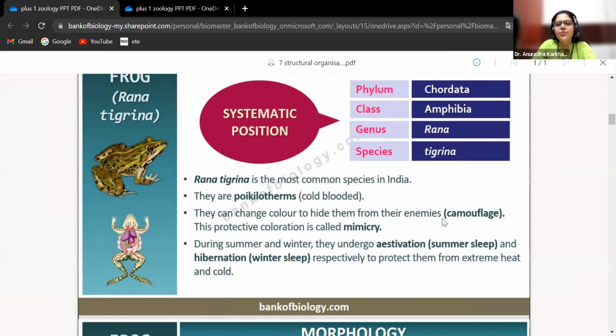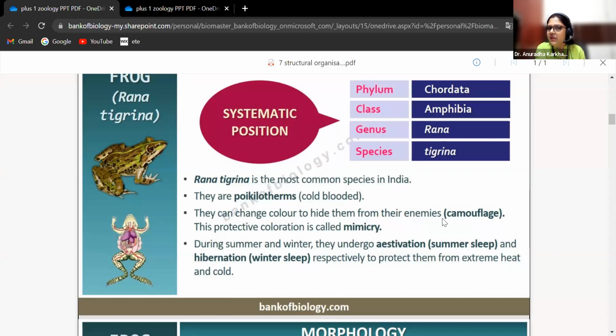They can change color to hide them from their enemies, जिसको हम camouflaging कहते हैं. This protective coloration is also called as mimicry. Okay, so they mimic the surrounding color, जिसको हम crypto color भी कहते हैं. Okay, during summer and winter, they undergo aestivation and hibernation, respectively, to protect them from extreme heat and cold.